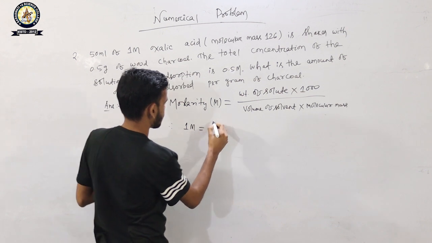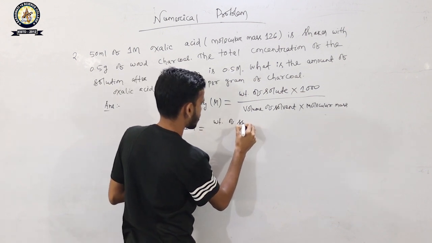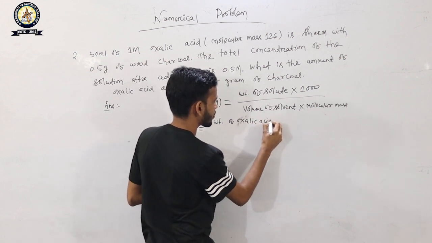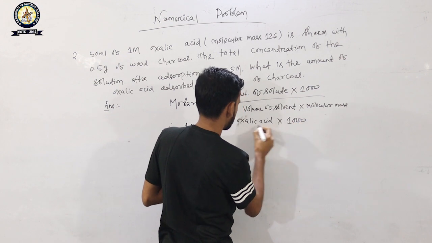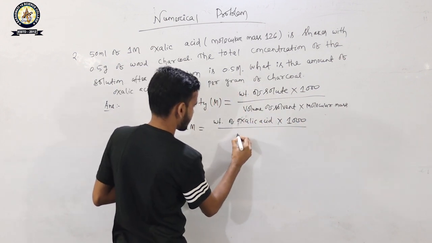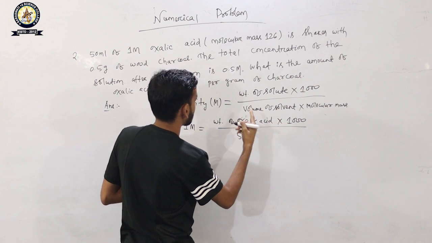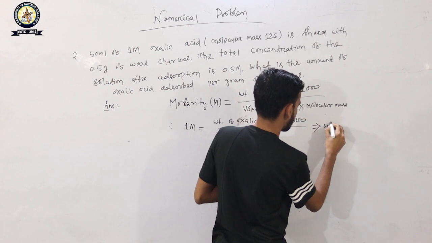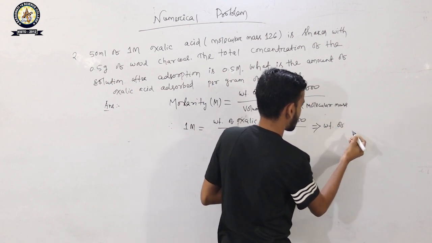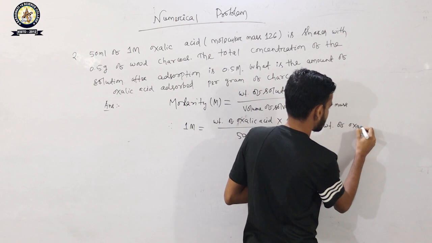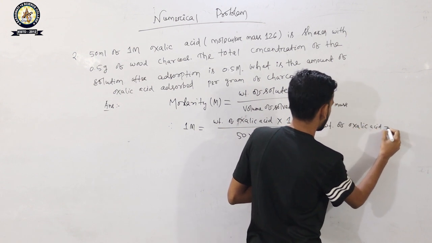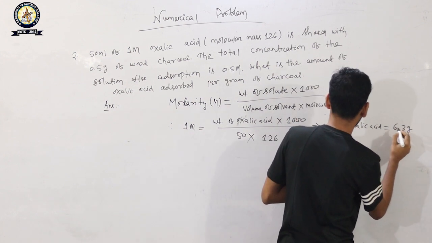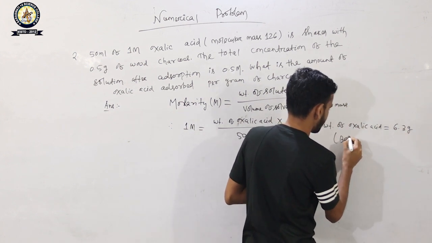Here the weight of the solute we don't know, that is the weight of oxalic acid, into 1000 divided by the volume of the solvent, that is 50 ml, and the molecular mass, that is 126. If we calculate this, before adsorption the weight of oxalic acid will be 6.3 gram. So this is before adsorption.